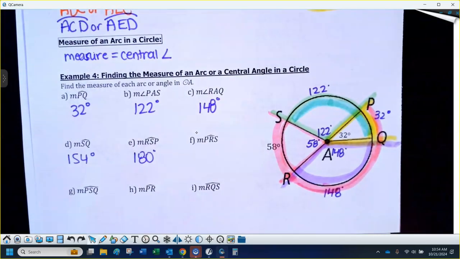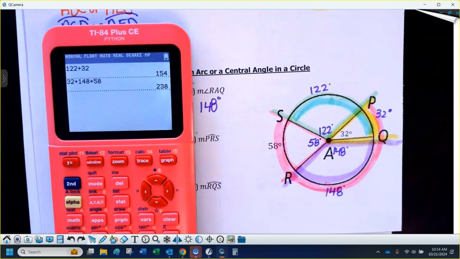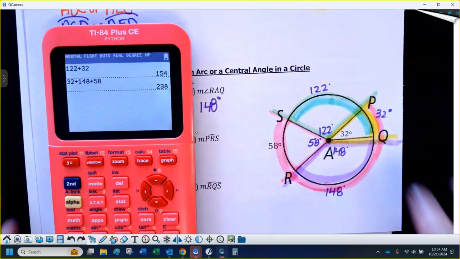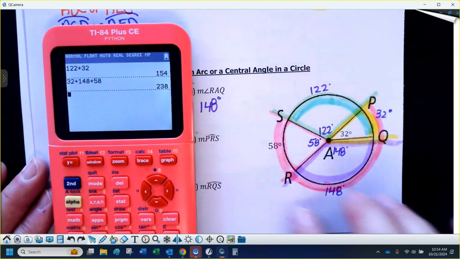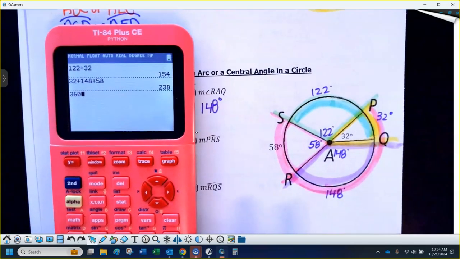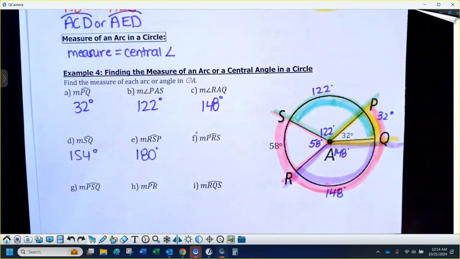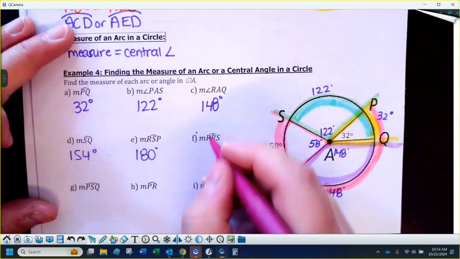There's a couple ways you can do this. You could just add, right? We just add those right up. I got the 32, the 148, and I got the 58. Just add them up. The other thing you can do, because this goes almost all the way around the circle, I just didn't use the 122. Take the whole circle, 360, minus this part we didn't use, which was 122. It gives you the same answer either way. It's totally up to you, but this should be 238.